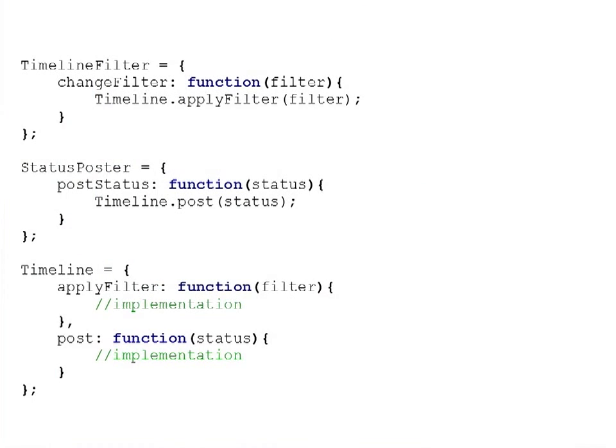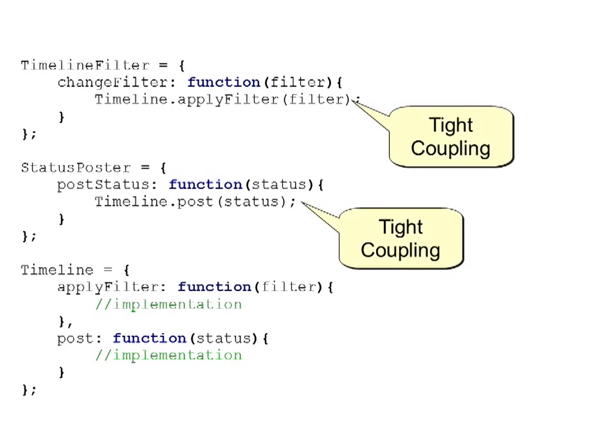And so if you were to imagine what this would look like with most people writing it, it usually ends up looking something like this. So you have 3 different objects, but they all kind of know about each other. So you have the timeline filter, which is referencing the timeline. You have the status poster, which is referencing the timeline. And then you have the timeline that's just sitting there minding its own business. So that's what we call tight coupling. Right? An object knows about another object explicitly.